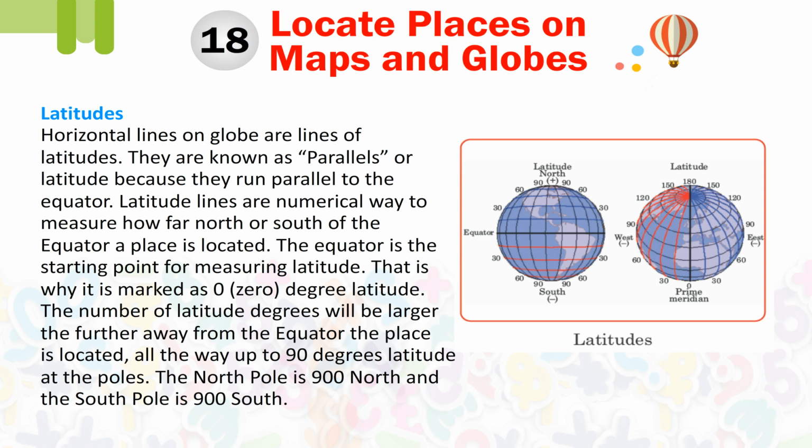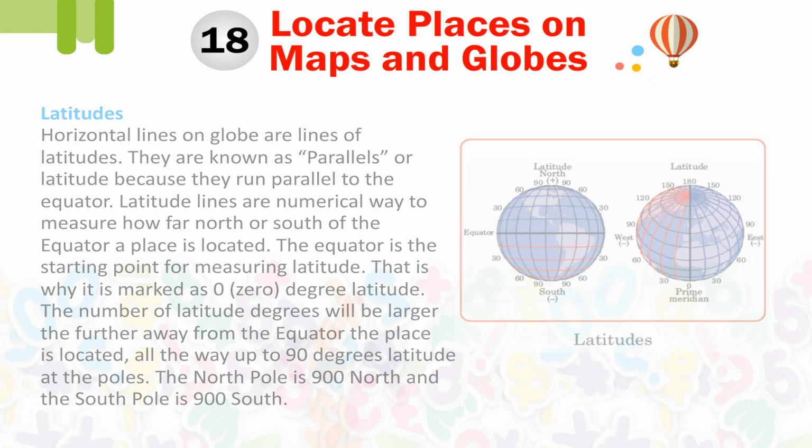The number of latitude degrees will be larger the further away from the equator the place is located, all the way up to 90-degree latitude at the poles. The North Pole is 90 degrees north and the South Pole is 90 degrees south.